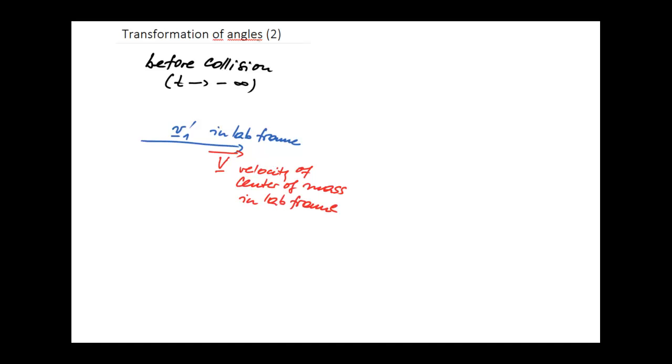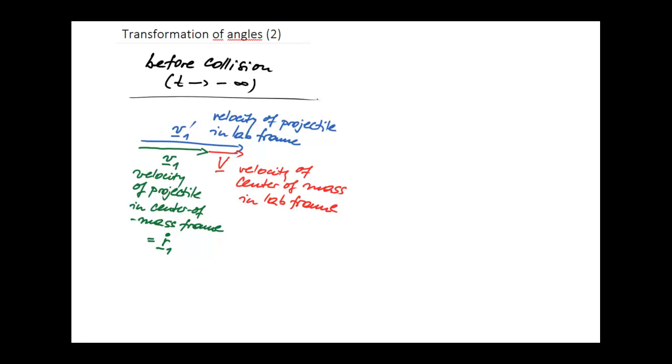This implies that the difference between these two velocities must equal the velocity of the projectile as seen in the center of mass frame. So this must be the velocity of the projectile in the center of mass frame. We set the position of the projectile in the center of mass frame as our vector r1, and the time derivative of that, r1 dot, is equal to the velocity in the center of mass frame.